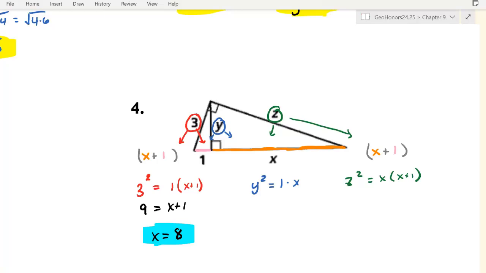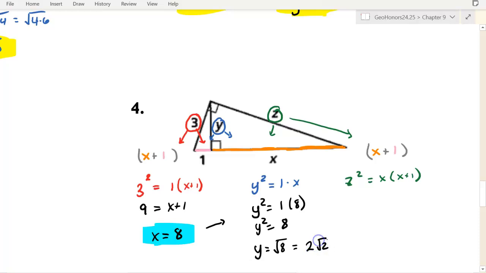Once I know that, I can use substitution. I know that my y squared is going to be equal to 1 times 8. So my y squared is equal to 8. My y is equal to the square root of 8, plus or minus; reject the negative, which is going to reduce to 2 square roots of 2.